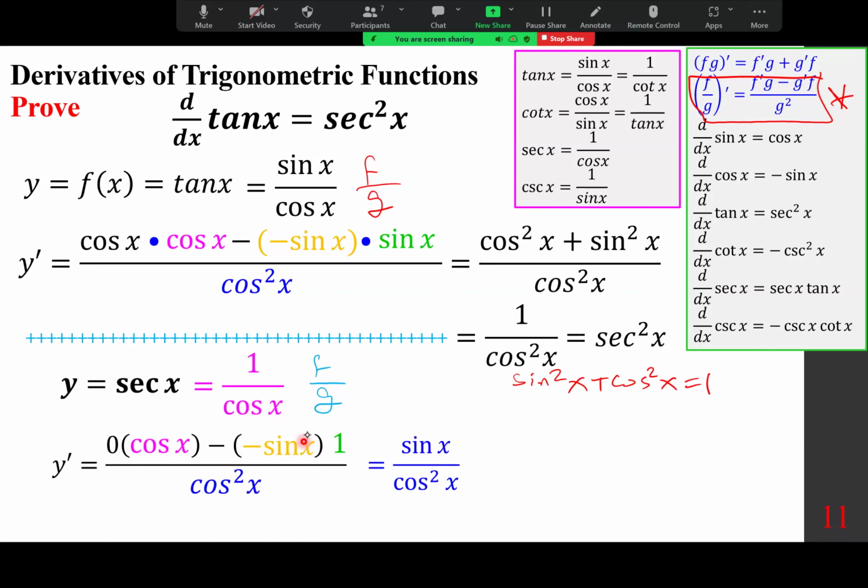As you recall, we've done these tricks in trigonometry. We're going to write this as 1 over cosine and then sine over cosine. 1 over cosine is secant x. Sine over cosine is tan x. So secant x tan x, which proves the derivative of secant x is secant x tan x.